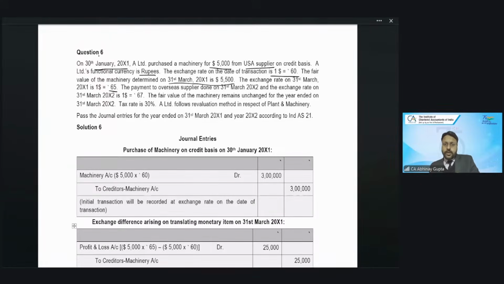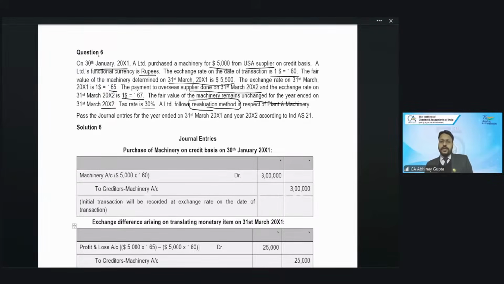The payment to the overseas supplier is done on 31st March 2002, that is the next year. The exchange rate on that date is $1 to 67 rupees. The fair value of the machine remains unchanged for the year ended 31st March 2002. The tax rate is 30%. A Limited follows the revaluation method under Ind AS 16. Are you able to recall? Cost method and revaluation method are the two accounting policy choices given in that standard. So the company has opted for the revaluation methodology, right?